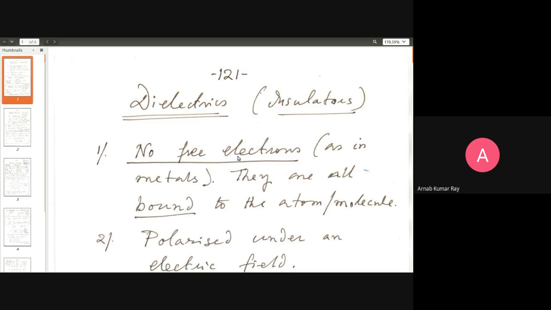Let me just discuss a metal part a little, and then we'll come back to insulators. A good metal conductor, metallic conductor, copper, let us say. Copper has got a whole lot of free electrons.